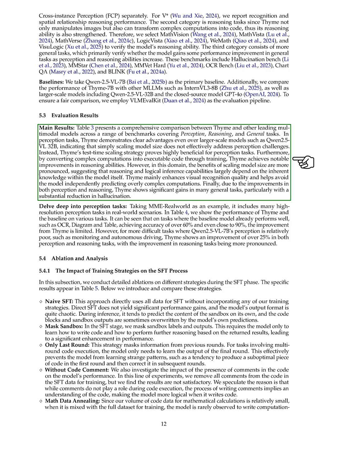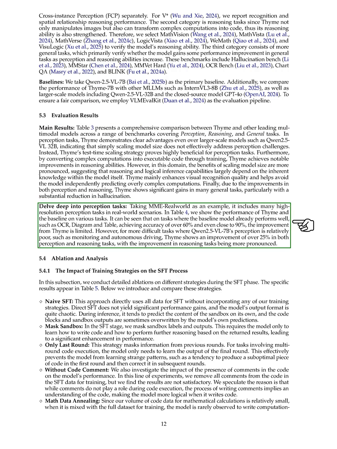Additionally, by transforming complex computations into executable code during training, Thyme improves its reasoning abilities. However, we note that in reasoning tasks, the benefits of scaling model size are more evident, indicating that reasoning skills depend heavily on the model's internal knowledge. Thyme primarily boosts visual recognition and prevents the model from making overly complex predictions independently. As a result of these enhancements in perception and reasoning, Thyme achieves notable improvements in many general tasks, particularly reducing hallucinations.